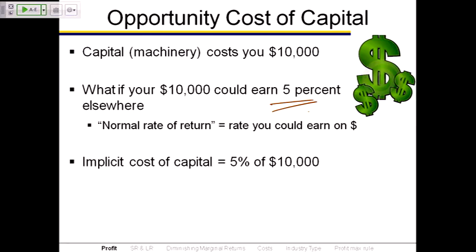And so the implicit cost of your capital, that is the implicit cost of the machines that you've sunk your cash into, is 5% of that $10,000, or in dollar terms, $500. What it means is you've given up the opportunity to earn $500 interest income every year with that $10,000 that's now been used to buy some sort of machine for the business that you're running. Opportunity cost of capital. I should put down your time frame. This is per year because you get that 5% on an annual basis.